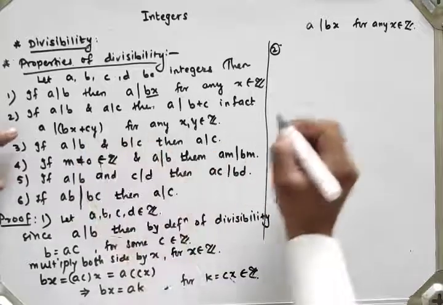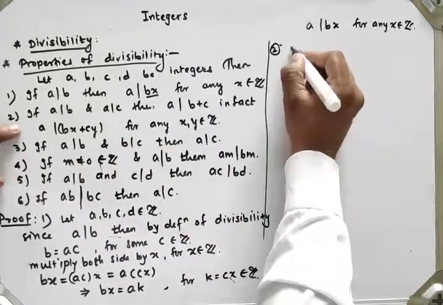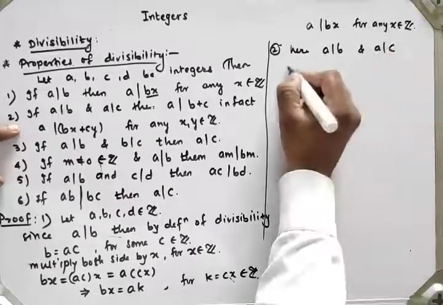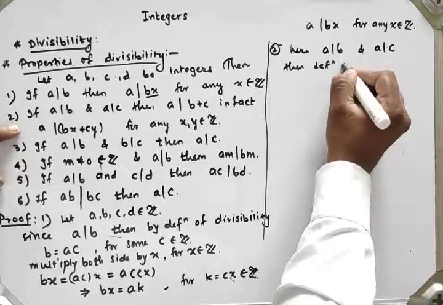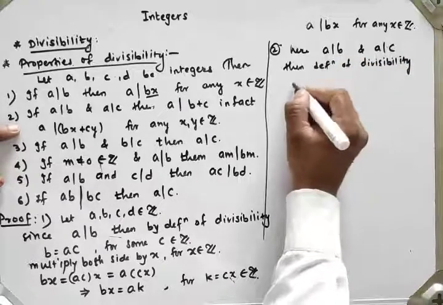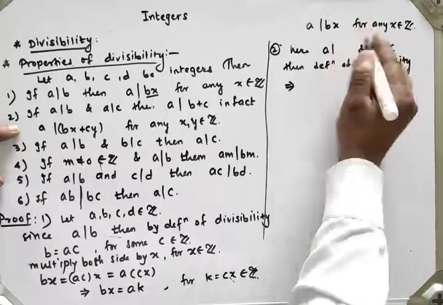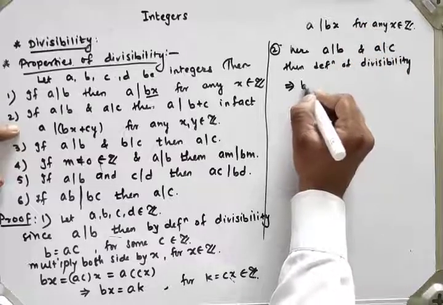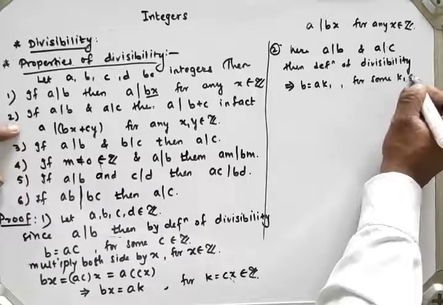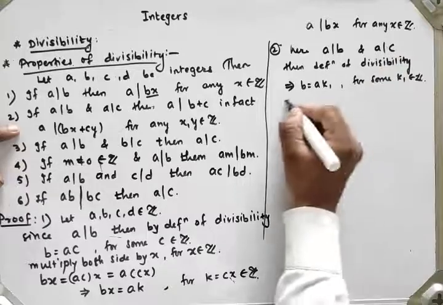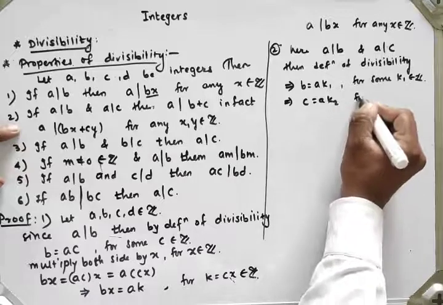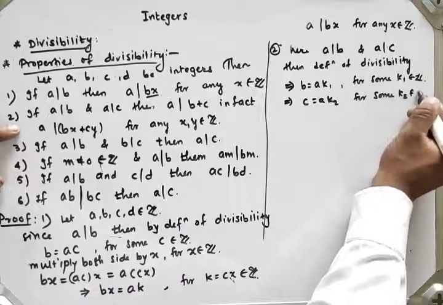So second, what we have? Let a divides b and a divides c. Then by definition of divisibility, what we have? a divides b means what? By definition, a divides b, so there exists k1 such that b is equal to a into k1 for some k1 belongs to set of integers, and a divides c means what? There exists k2 such that c is equal to a into k2 for some k2 belongs to set of integers.